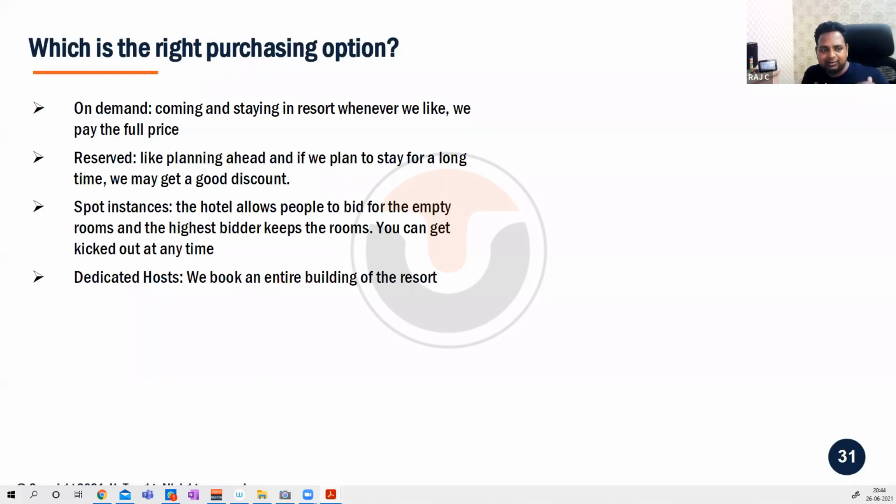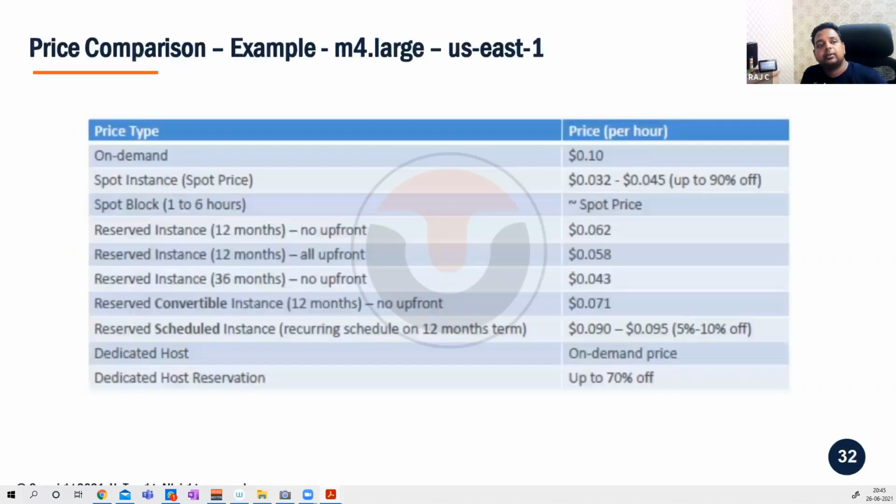So on-demand, reserved, and spot instances are there. But the right purchasing option is based on the use cases we have seen, and any good architect will use all the options except a dedicated host unless it is necessary. You will have a pool of on-demand, reserved, and spot instances in your architecture, and you will use them wisely to get a cheaper option. Okay.